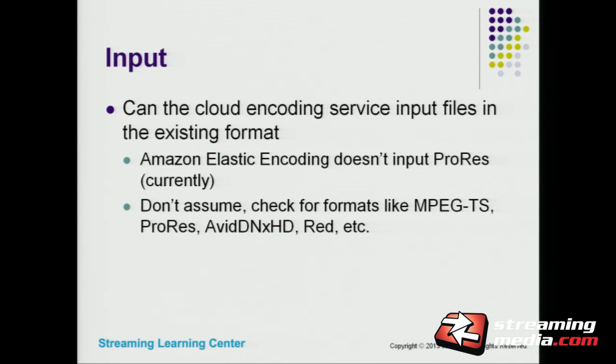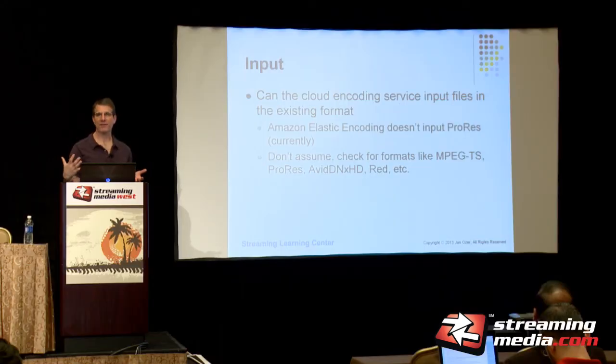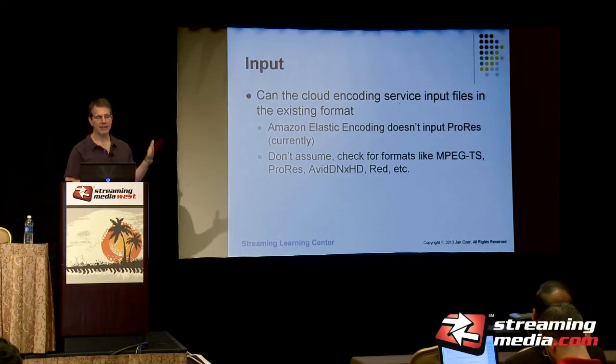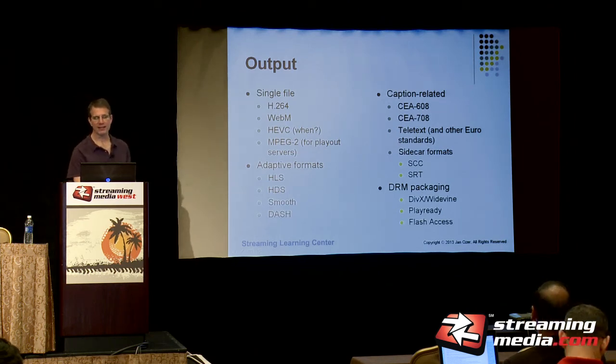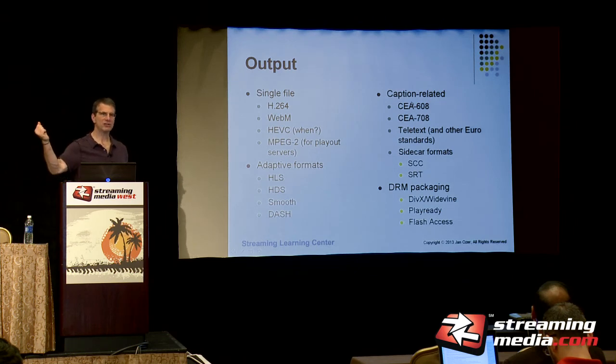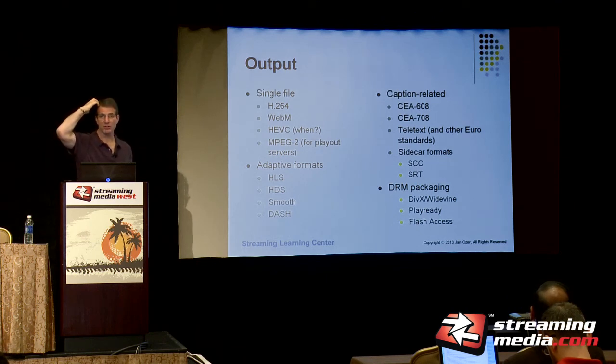Can the cloud encoding service accept my input? So if you're producing in ProRes or you're getting a lot of files in ProRes, not all cloud facilities accept ProRes. So that's one of the basics you need to check. Same thing for MPEG-2 transport streams, ProRes, Avid, and RED formats like that. And then particularly on the right-hand side here, a lot of broadcasters are now getting increased requirements for caption-related features. You're going to find those in the high-end cloud encoding services like Encoding.com, Encoder, Elemental. You're not going to see those in Amazon where they weren't when I looked a month or two ago.